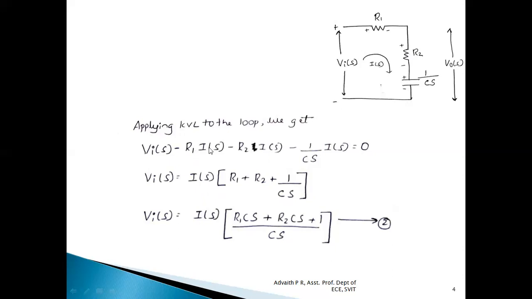We have sent minus R1 I of S, minus R2 I of S, minus 1 by CS I of S towards the right hand side. It becomes positive. We have taken I of S common. So when we simplify that, we'll get this equation. Let us consider this as equation number 2, which is with respect to the input Vi of S.